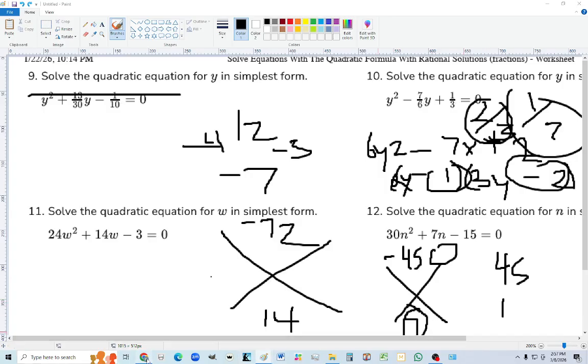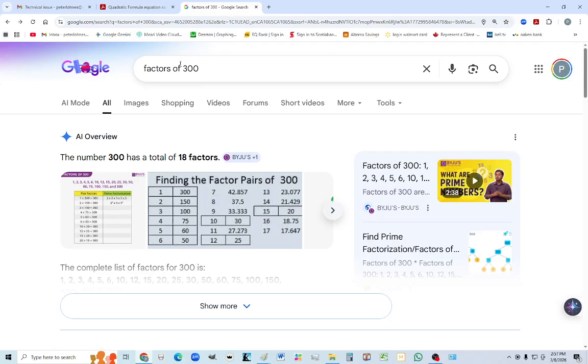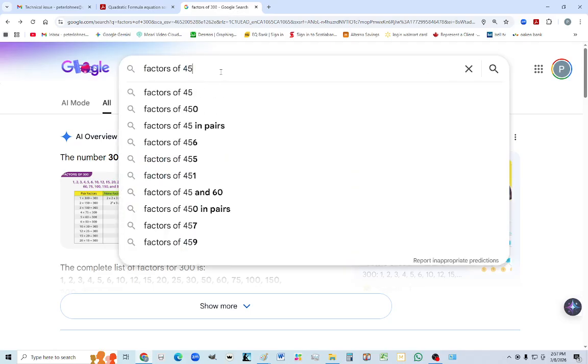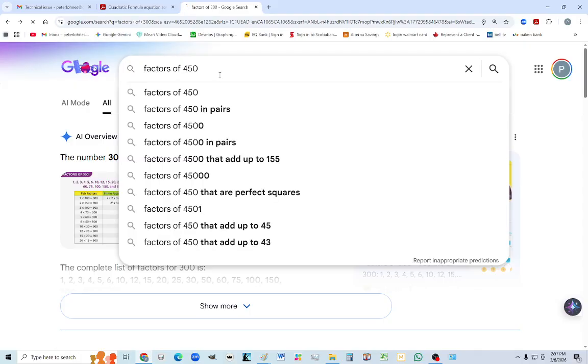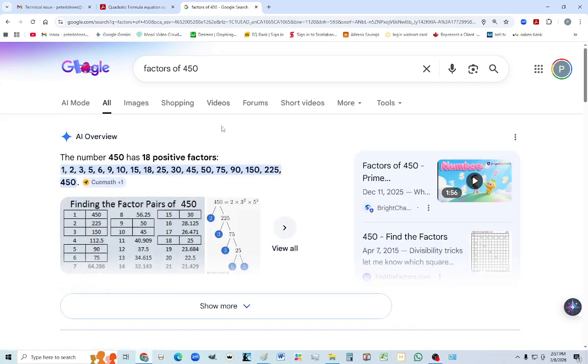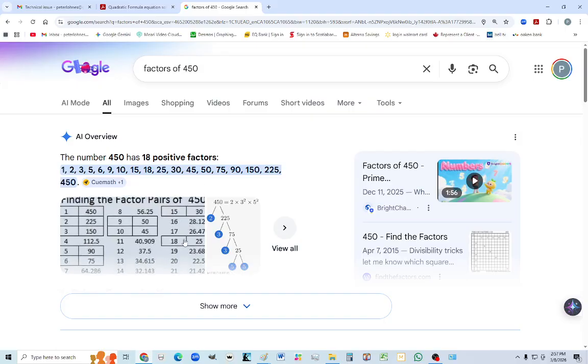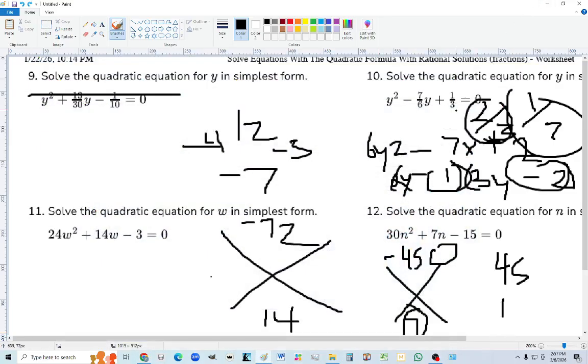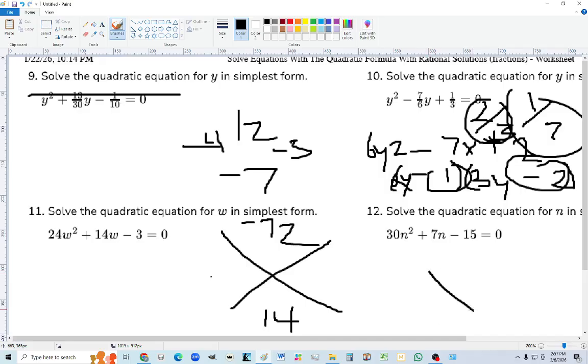So again, I'll just get lazy and look up the factors of 450. And I'll be mad when I see what it is. In pairs, yeah. Should ask it to do it in pairs. And I'm looking for something that adds up to 7. There it is, 18 and 25. Stupid. 18 and 25. Since it has to add up to 7, the 25 must be the positive one, and the 18 is the negative one.